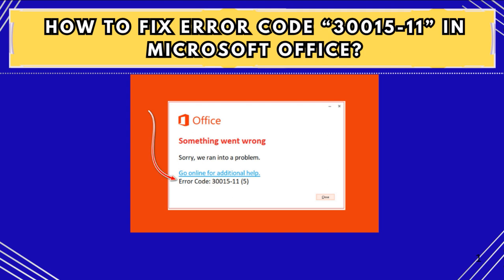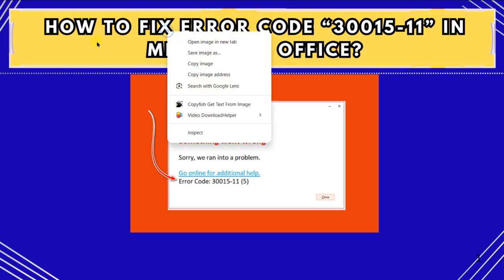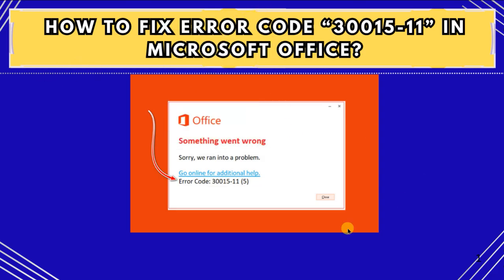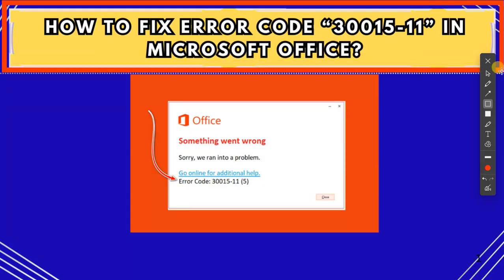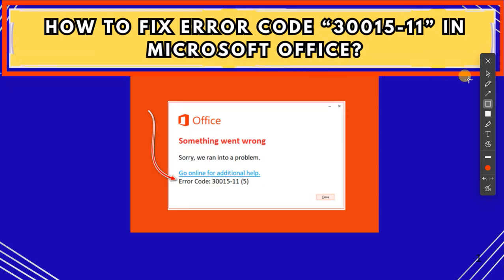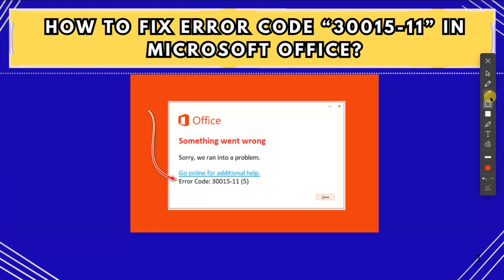30,015 to 11 error in Microsoft Office. Are you also facing this problem where Office stops installing or updating and shows the 30,015 to 11 code on your screen? This error happens when the Office setup files get damaged, when the update service stops working, or when Windows blocks the installer. It can also appear if old Office files are still on your system, if your internet connection drops during the update, or if Windows cannot load the tools that Office needs to run.